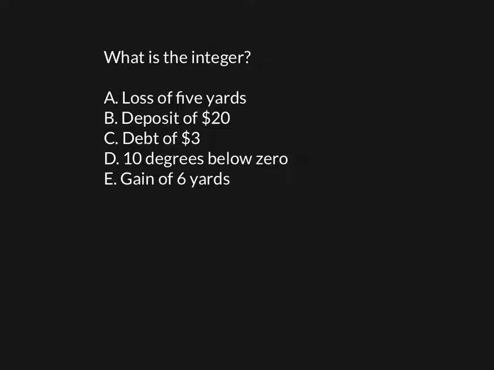So for a loss of 5 yards, you need to think, am I having 5 yards or am I losing 5 yards? If I'm losing, then that's going to be a negative value, so that's going to be a negative 5. A deposit of $20, that means you're getting $20 more, so that's going to be plus 20 or positive 20. We don't have to have a positive symbol there, but that's assumed what it is. If we have a debt of $3, that means we owe $3, so that's going to be negative 3.